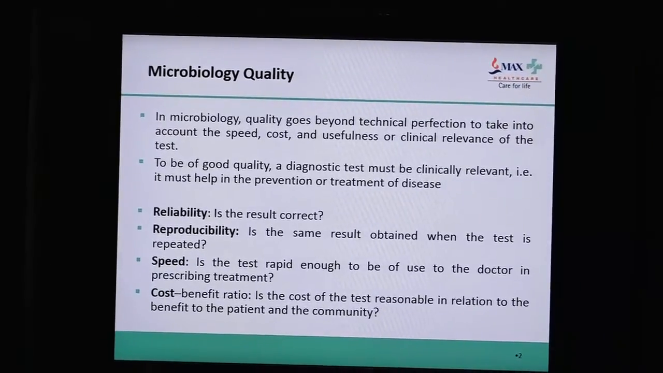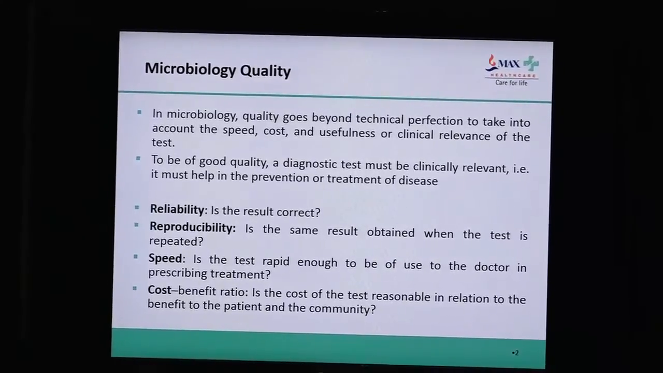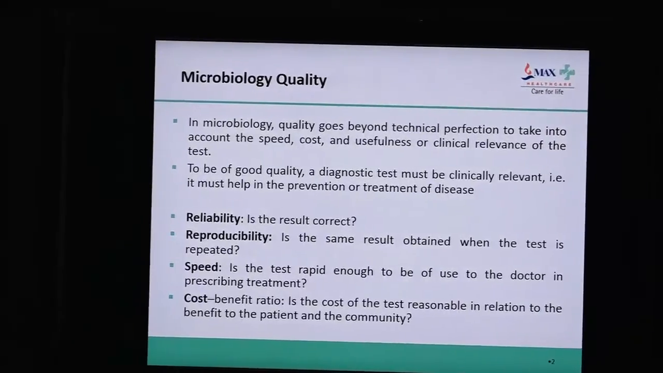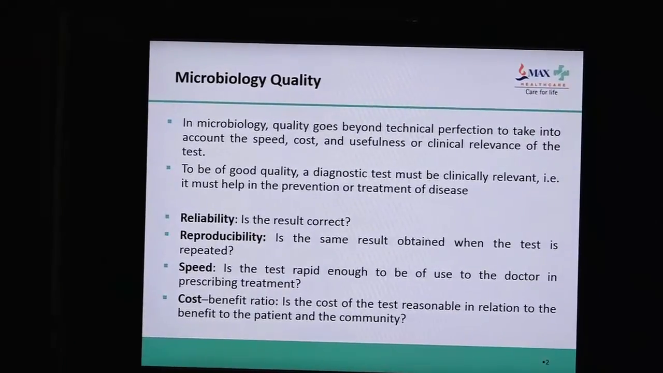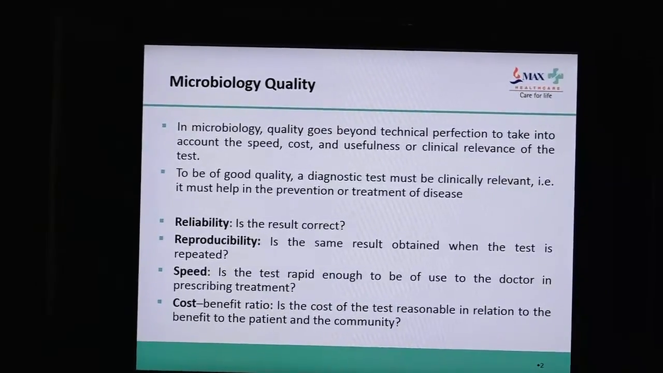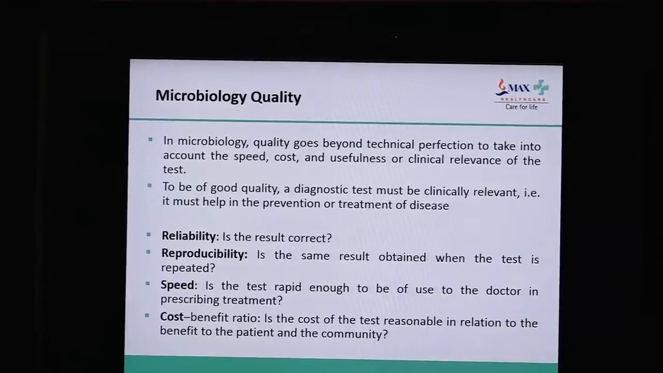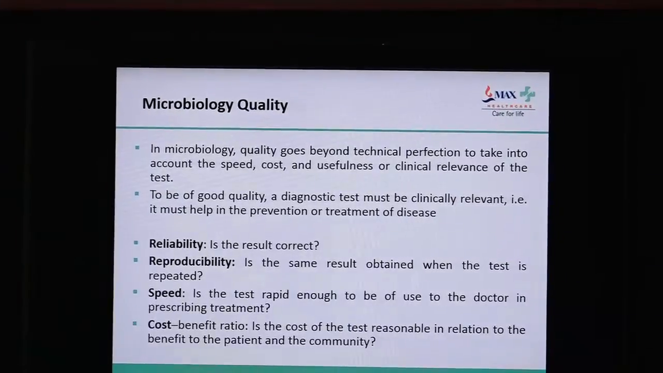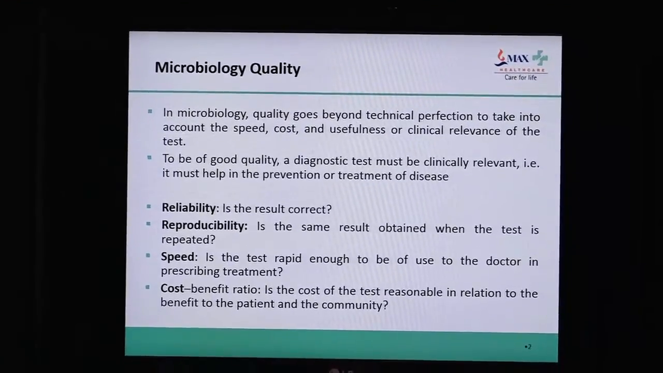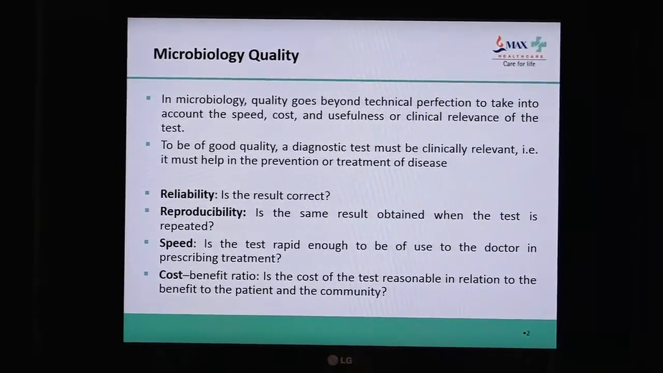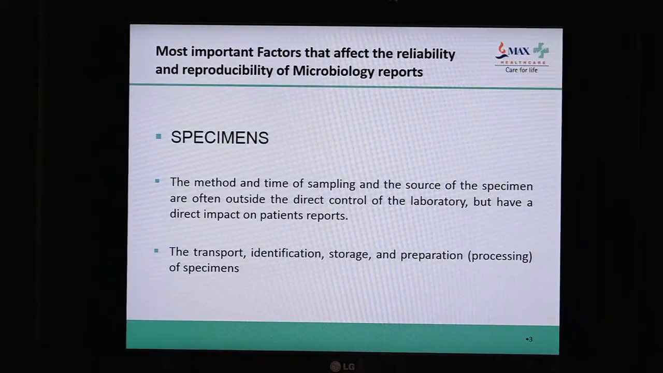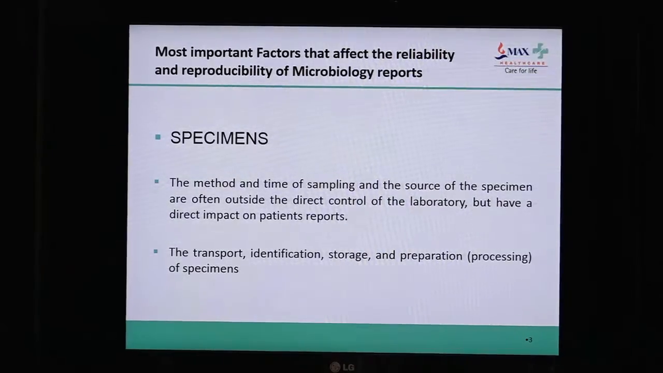So reliability means the test result should be correct. Reproducibility means the same result is obtained when the test is repeated. Speed is also important in microbiology. Initially we thought only biochemistry, pathology and hematology were required the earliest, but even for microbiology, they want the test report as quickly as possible. Cost benefit ratio is also important in relation to the patients and the community. So the most important factor that decides microbiology quality is the specimen.